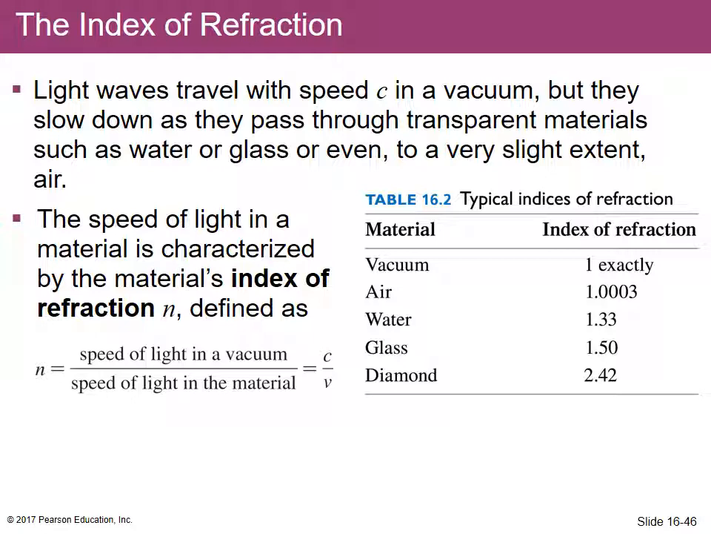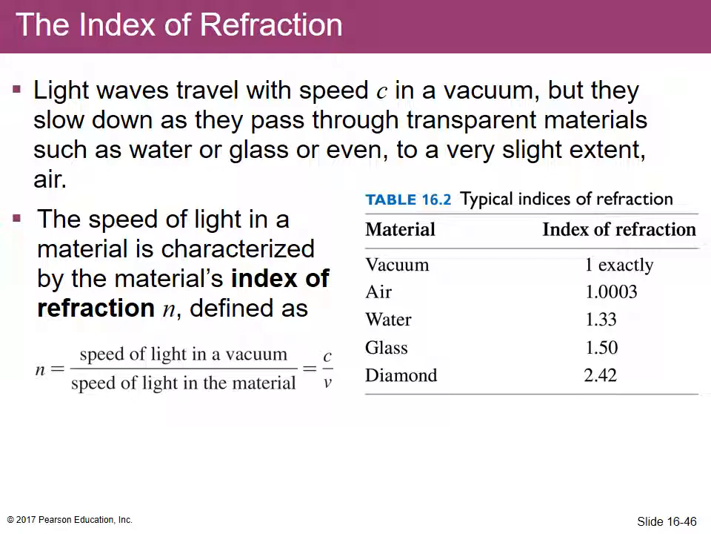Light waves travel with speed c in a vacuum, but they slow down as they pass through transparent materials, such as water or glass, or even, to a very slight extent, air. This is analogous to the wave traveling down a string with two different densities. When the wave strikes the heavier density string, the speed of the wave slows down. This is also true of light. When light enters a denser medium, it slows down.